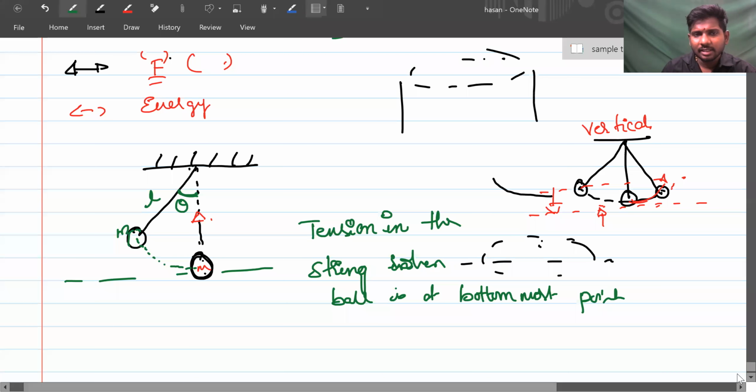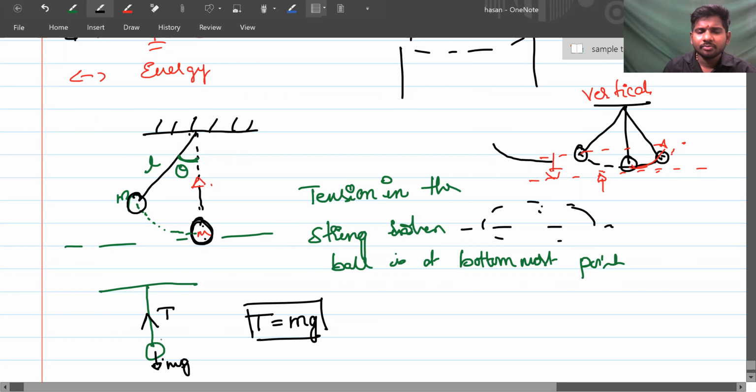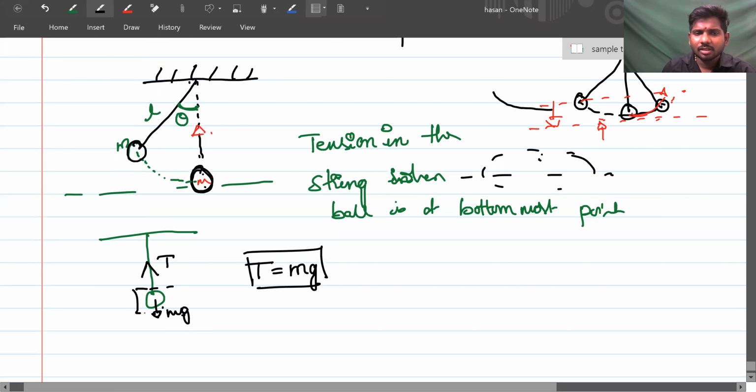Now, in general, if the same situation is asked, you will say there will be tension upwards and mg downwards, right? Then you will say the tension is equal to mg. Why? Because at that time it is not having any velocity, it is just at rest. That is why you will say the tension is equal to mg. But T minus mg is equal to net force, which is m into acceleration. Acceleration is 0, that is why you have T equal to mg.